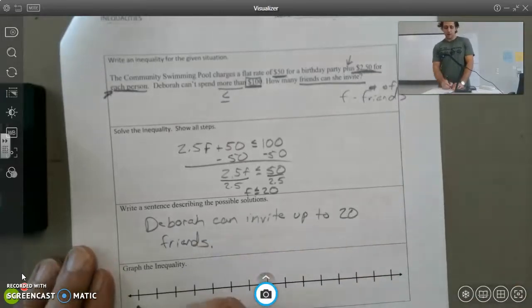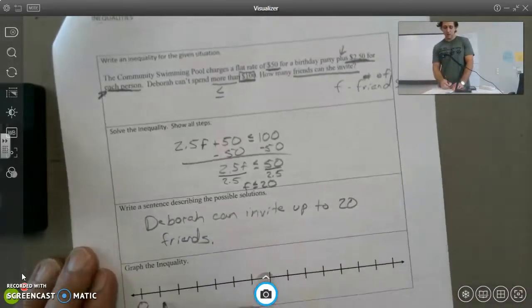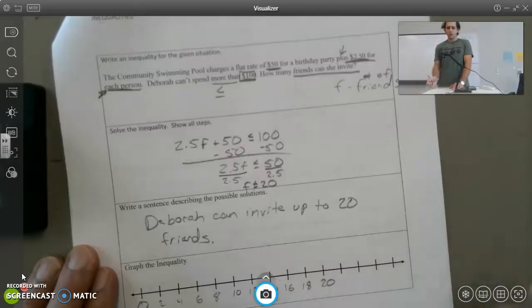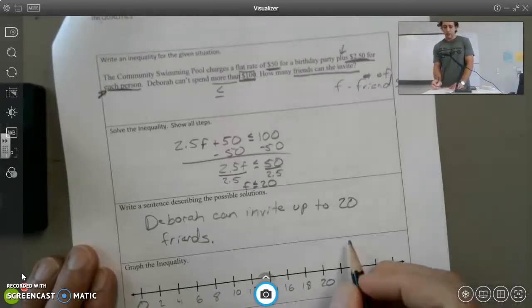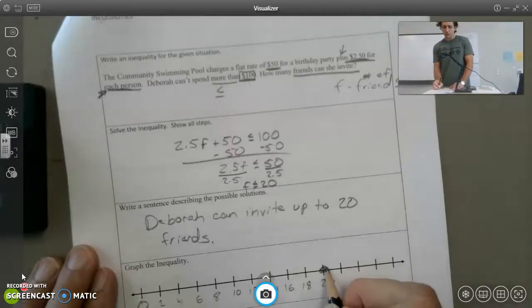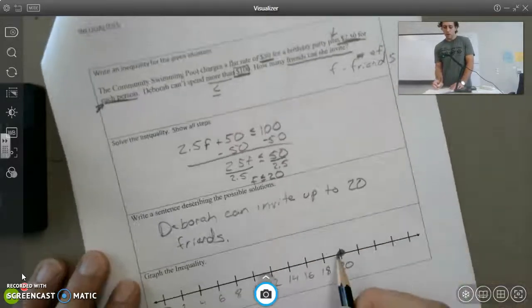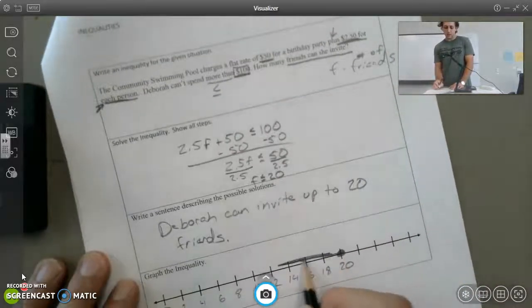And we could make our graph here. 2, 4, 6, 8, 10, 12, 14, 16, 18, 20. As you notice, I've used different scales on all the graphs. I just need to pick a scale that's going to fit within the allotted space, right? So I know that I can count by 2s and get to 20. It's going to be equal to 20 or less than 20. So I use the closed circle, and I'm going to the left.